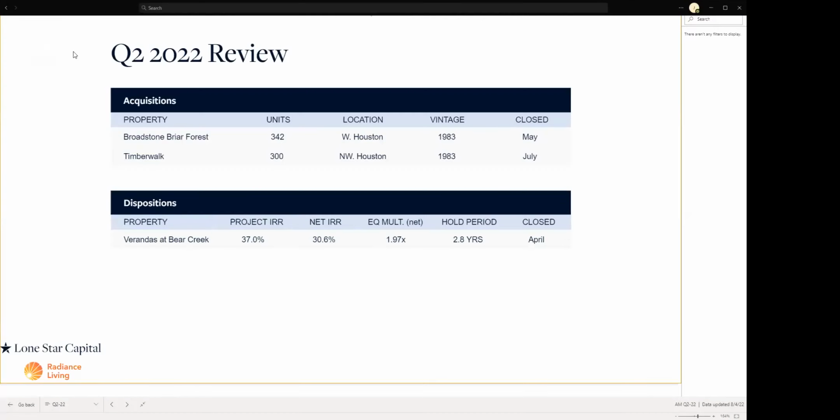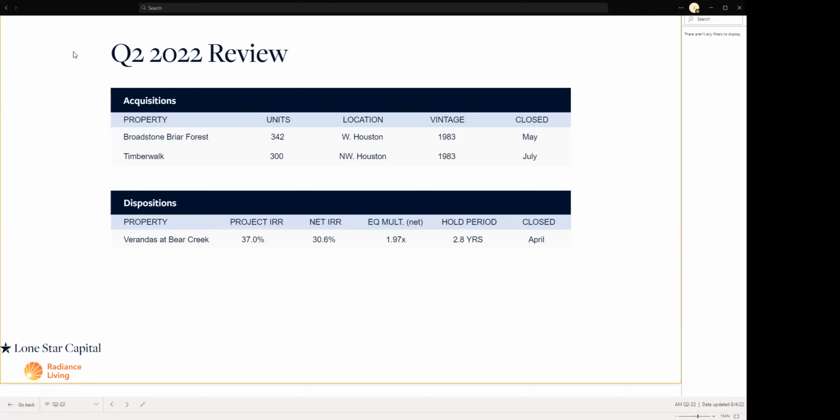Over the last quarter, we were quite busy and that's not stopped this quarter as well, being that we're already more than a month into Q3. Over the last quarter, we did acquire two additional new properties. The first, Stonebriar Forest, was closed May 2nd, and that is about 342 units. We have just about started our CapEx there, which I'll talk about on the next two slides. So far, takeover went well, and super excited about this property, adding it to our portfolio. It's our largest unit count to date, and this is in West Houston, 1983 vintage.